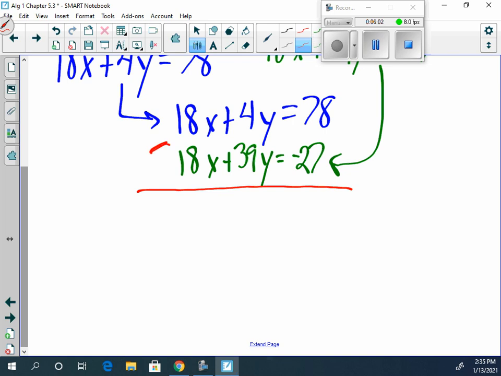Subtract. 18x minus 18x is what? 0. So we would subtract, because we can check the one we want to eliminate. Subtraction, okay, it's 0. If it wasn't 0, then we could try adding, because we want one of these to become 0. When we look at the rest of them, 4 minus 39. Well, that's going to be negative.